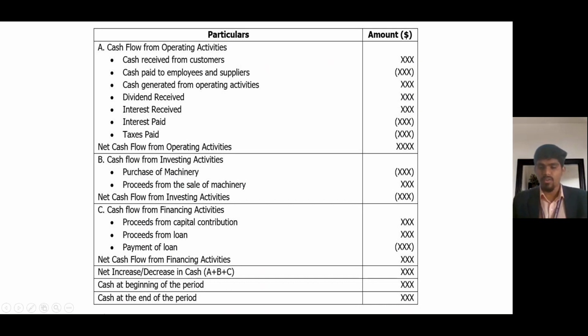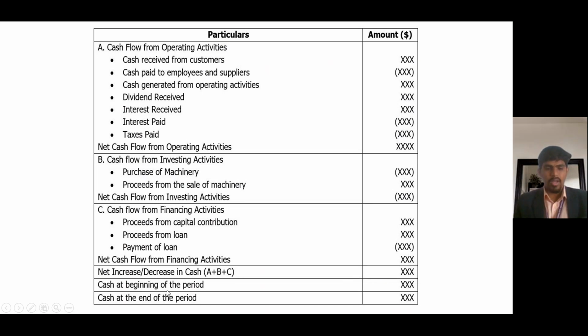Next is payment of loan. If you're having any loans and you make the payment, that will be deducted here. So that will be called the net cash flow from financing activities. Next, net increase or decrease in the cash. We will see whether it is an increase or decrease in the cash by adding the major three heads, total three heads. So that will be recorded here.